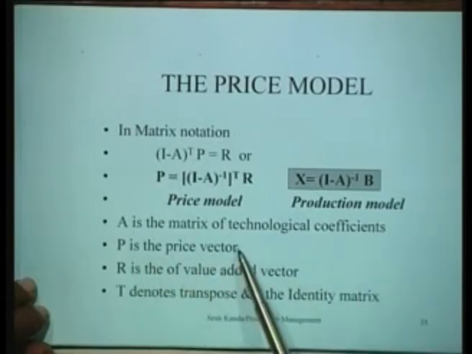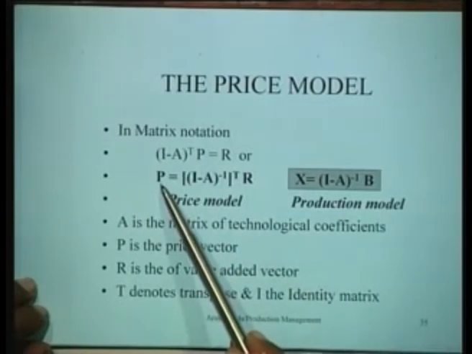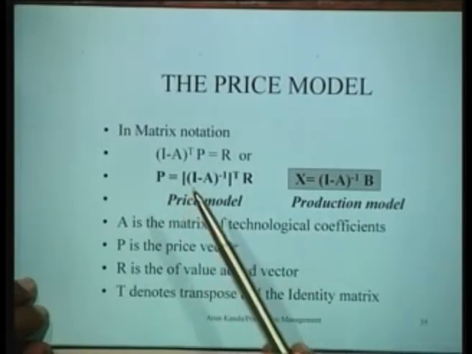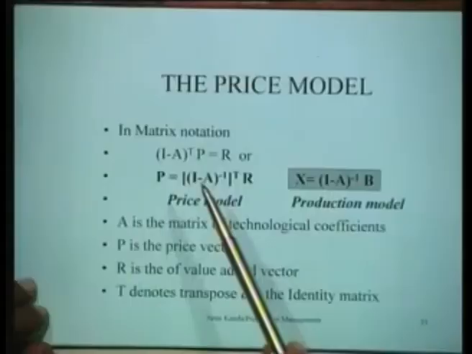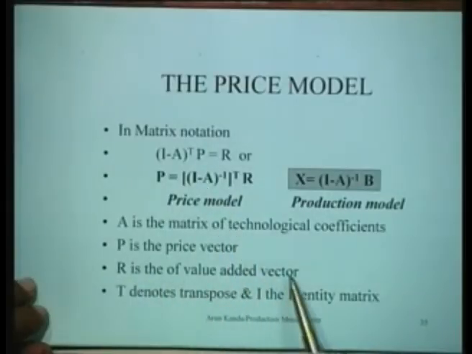P is the price vector. So, this is the prices which prevail in the economy. What is the cost per unit in the automobile sector, in the agriculture sector, in the labor sector, etc.? So, those prices, and those are determined by this model. R is the value added vector.